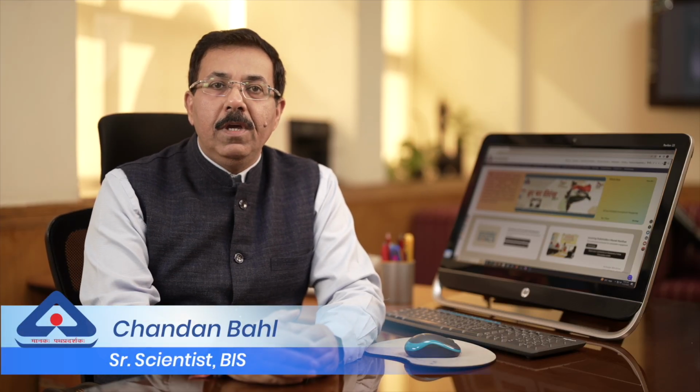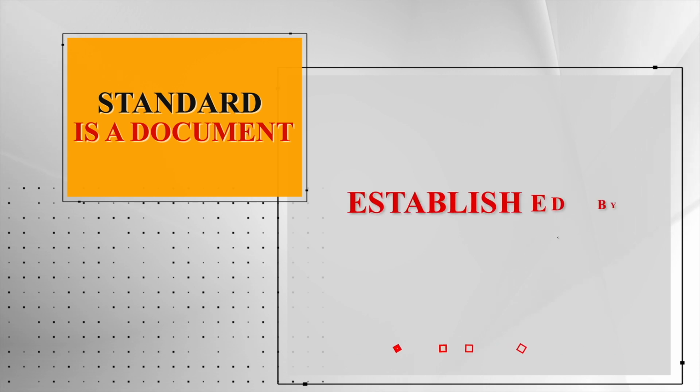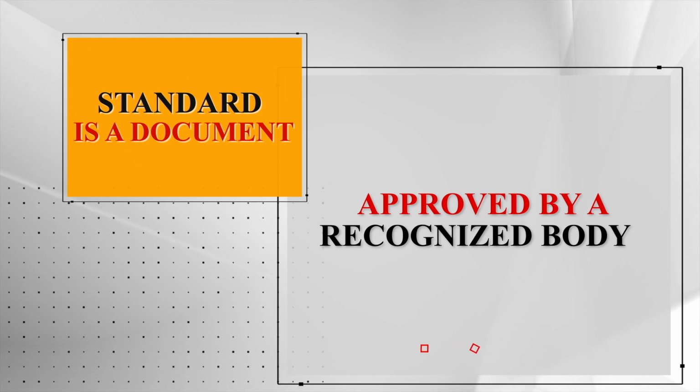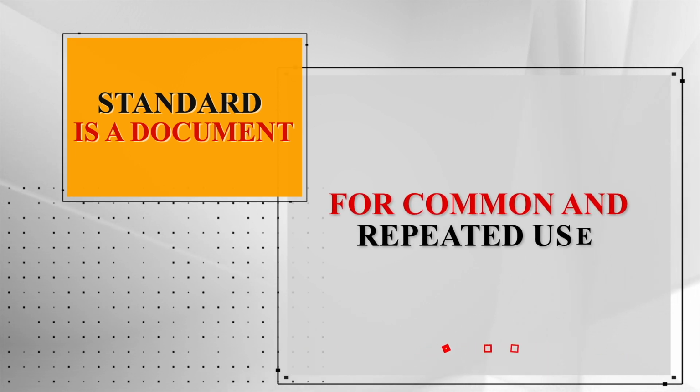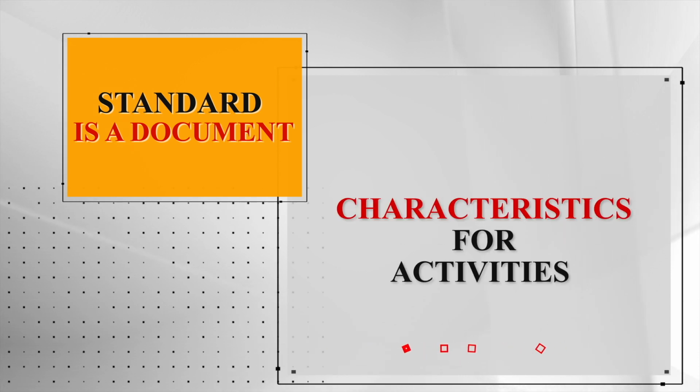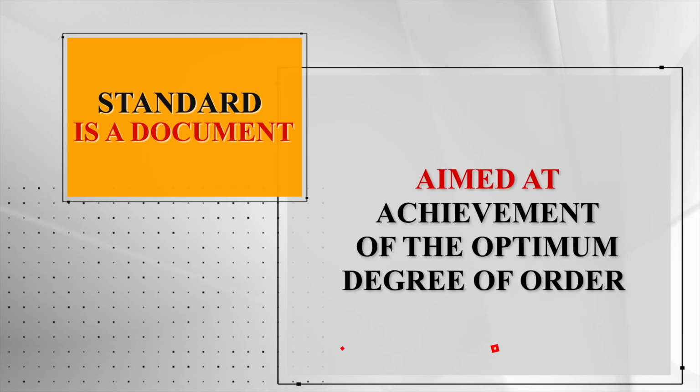Good attempt. As we are all science students, we believe in knowing the exact definition of various terms. Likewise, standards also have a formal definition, which is: a standard is a document established by consensus and approved by a recognized body that provides for common and repeated use, rules, guidelines or characteristics for activities or their results aimed at achievement of the optimum degree of order in a given context. So this is how we define a standard formally.